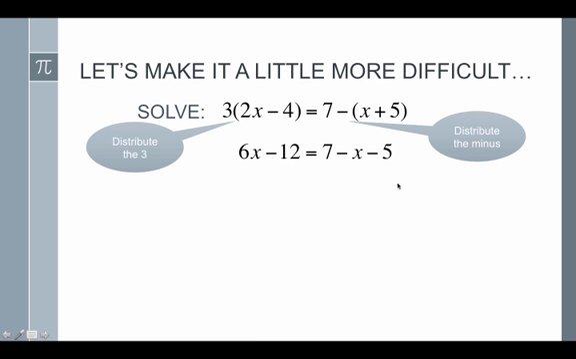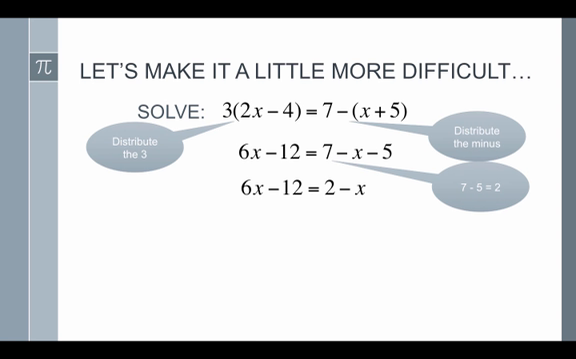All right, so now I ask myself, when I look at the left side and the right side, do I have any like terms I can combine, meaning just x's or just numbers? And the answer is yes. I can combine the 7 minus 5, which is going to give me 2. Okay, so now I have 6x minus 12 equals 2 minus x.